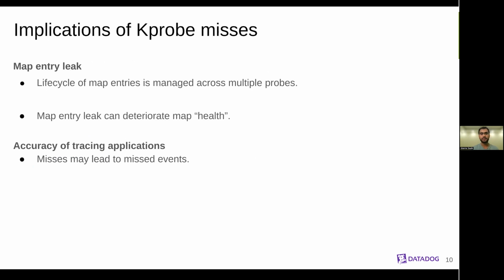The implications of kprobe misses are application dependent. However, for example, one implication could be map entry leak. This can happen when the lifecycle of map entries is managed across multiple probes. Map entry leak can deteriorate map health over time. Another implication could be to accuracy for tracing applications, since kprobe misses can lead to missed events.